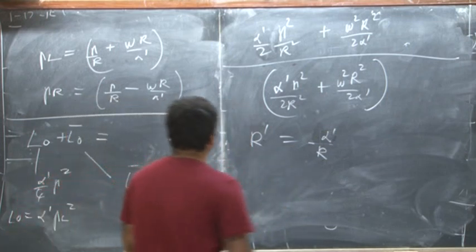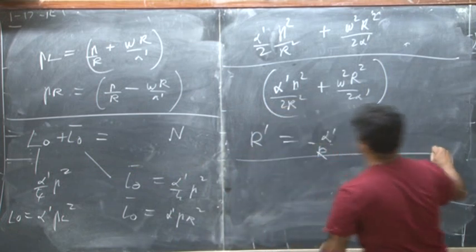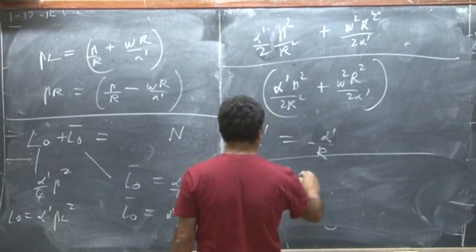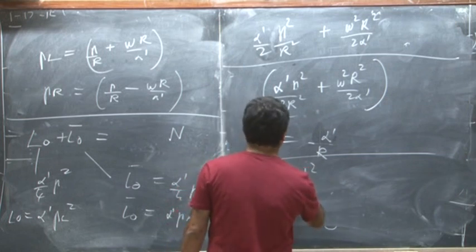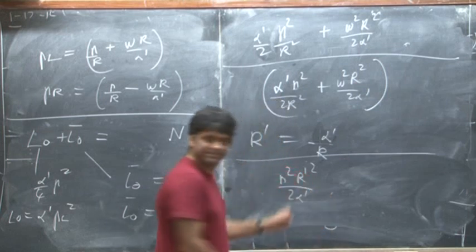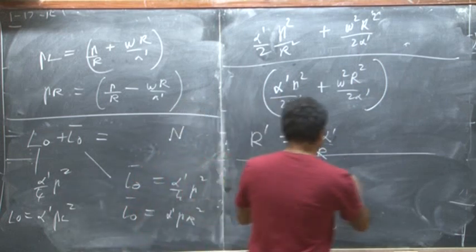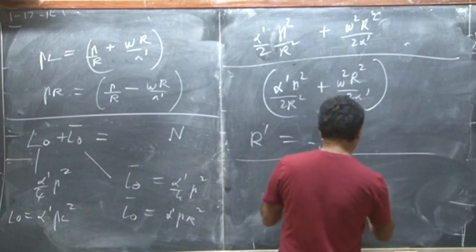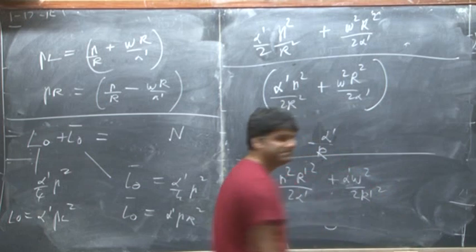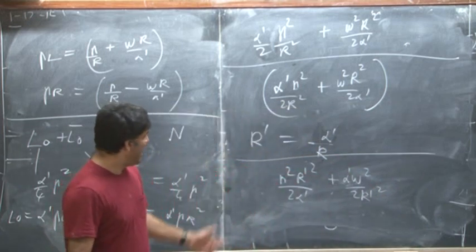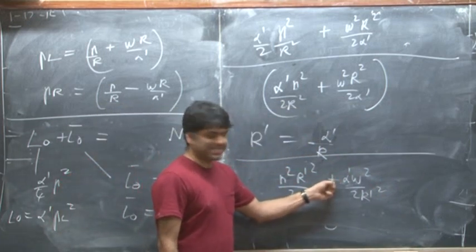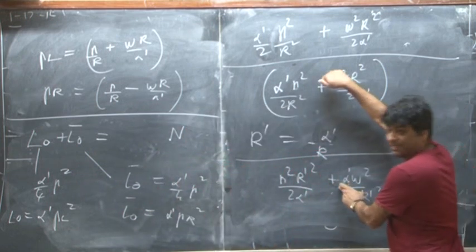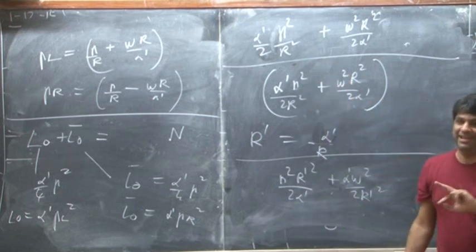Why? So let me write this now in terms of r prime. This will become n squared r prime squared by 2 alpha prime plus this becomes omega squared alpha prime by 2 r prime squared. And you see, this gives you the same formula with r replaced by r prime, if you also replace n and w.